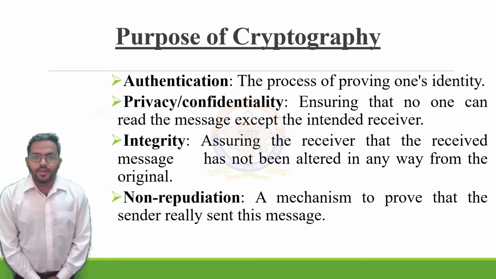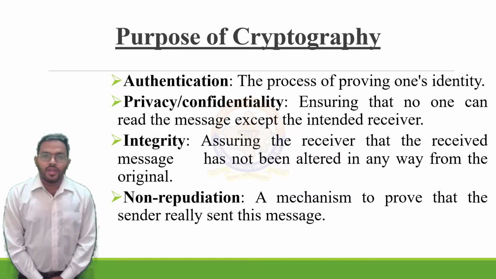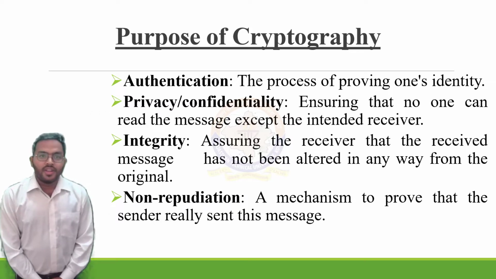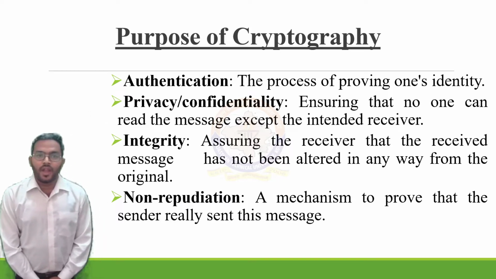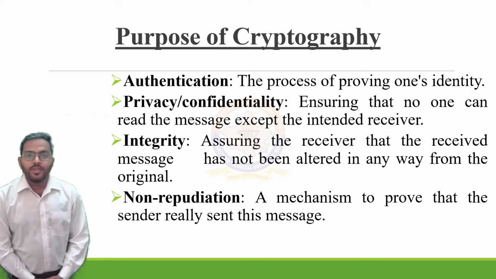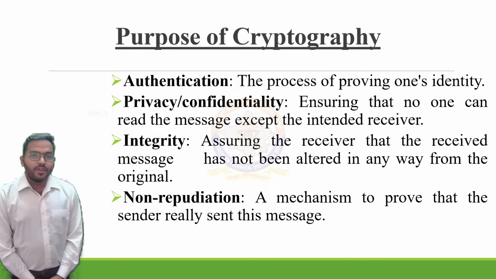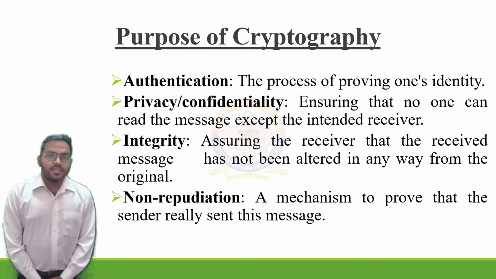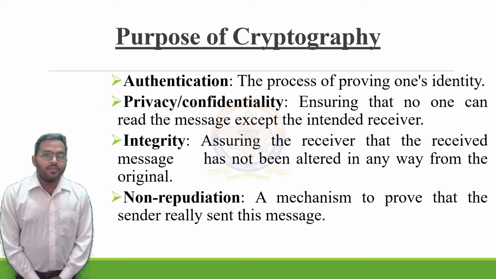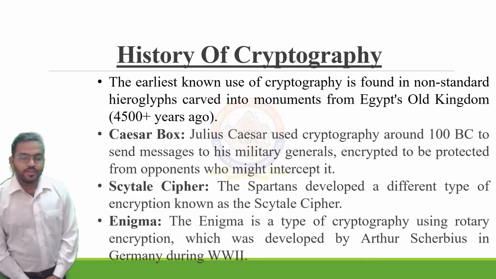What is the purpose of cryptography? The goals are authentication, data confidentiality, privacy, integrity, and non-repudiation. Authentication is the process to prove the identity of an individual, which can be based on something you know, such as a password. Integrity means assuring the receiver that the received message has not been altered in any way from the original. Non-repudiation is a mechanism to prove that the sender really sent this message. Let's move to the next slide.